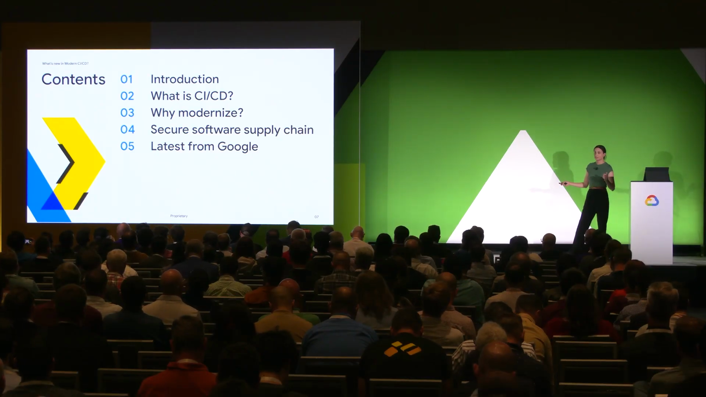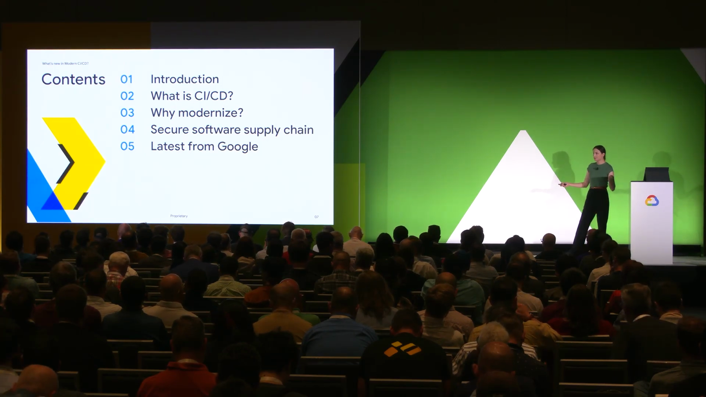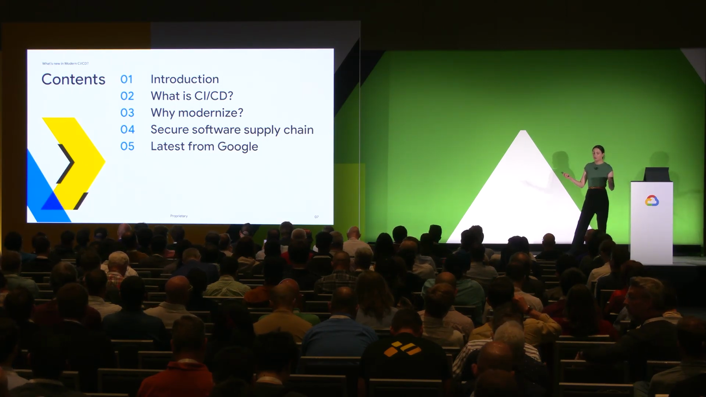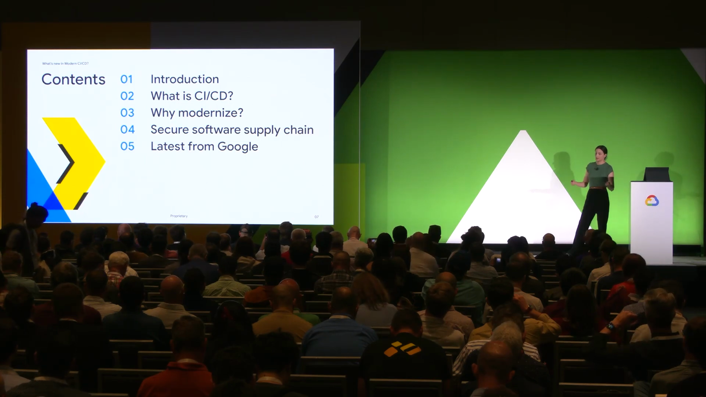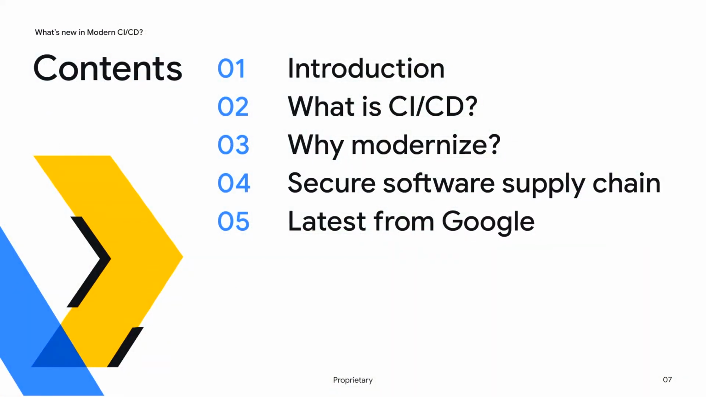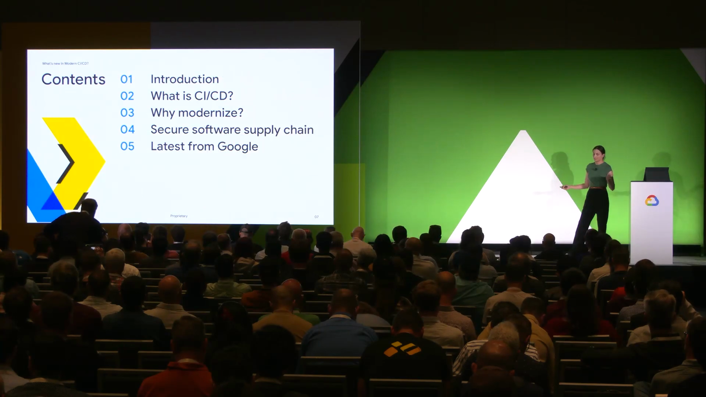All right, so here's an overview of this talk. We're going to go through the basics of CI/CD, why this new stuff is better, and an overview of the renewed focus on software supply chain security, which everyone's talking about, including the White House. We're also going to talk about the latest from Google in this space, because it wouldn't be Cloud Next if we didn't include that part.